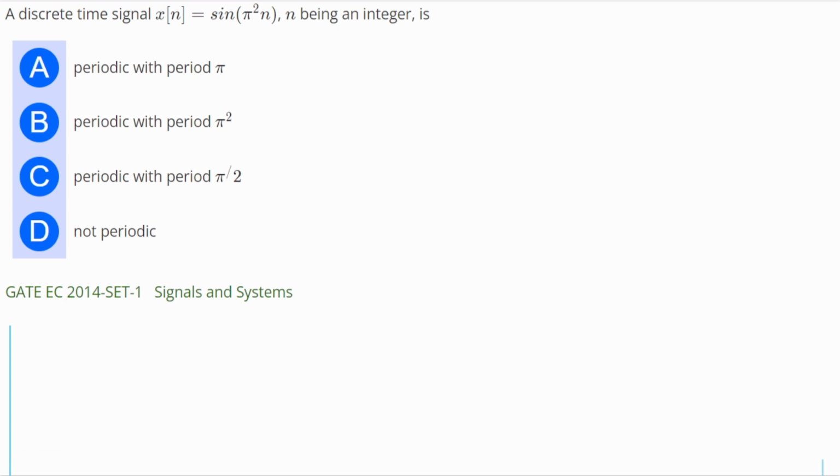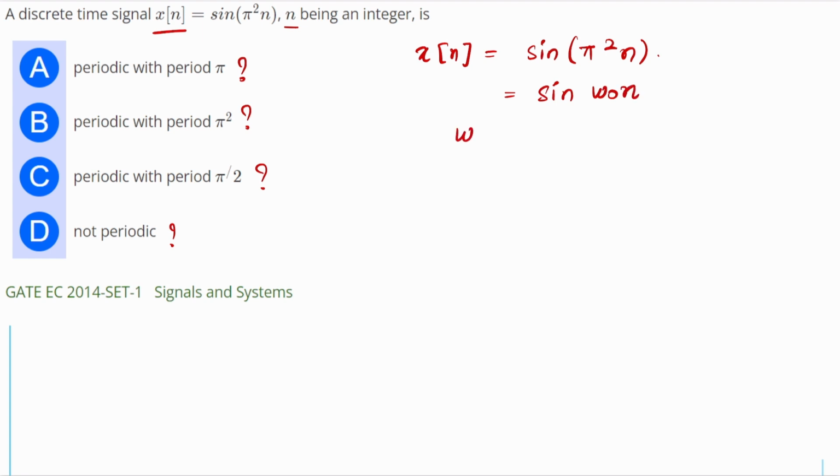The next question says that a discrete time signal x[n] is given as sin(pi square n), where n being an integer, is it periodic with period pi square, pi by 2, or is it a non-periodic signal? So how do we find out whether it is a periodic signal or not? Here the signal x[n] is given as sin(pi square n). We write a sine signal as sin(omega naught n), right? So omega naught will be equal to pi square.